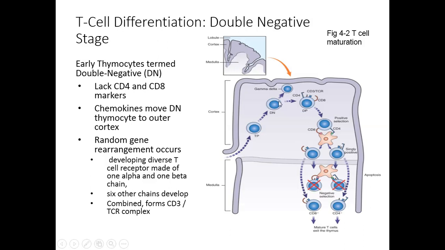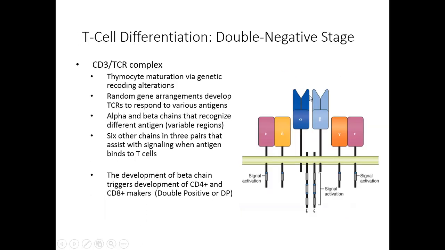Double positive because I used to have no markers. I had no CD4, no CD8, so it was double negative. Now double positive, not surprisingly, means I have both a CD4 and a CD8, and I have that CD3 TCR complex as well. So a double positive cell has CD4, CD8, and a CD3 TCR complex.